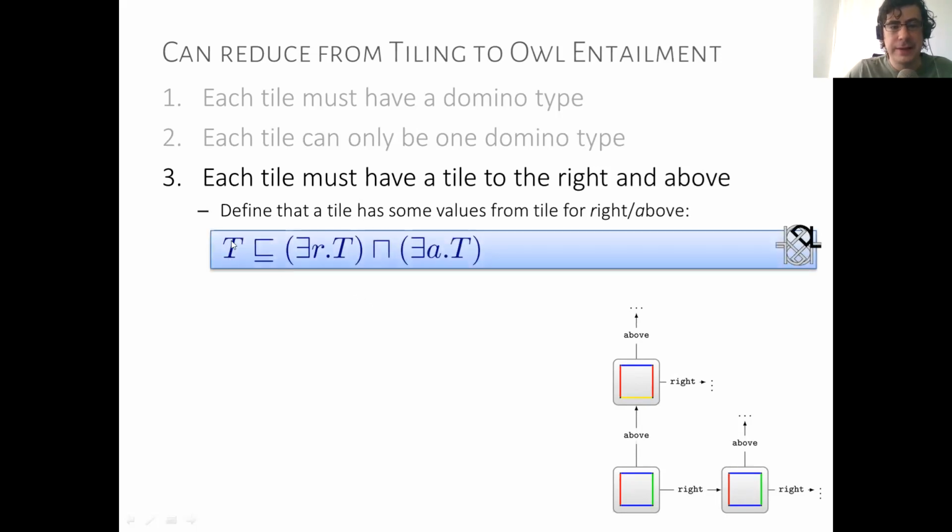So we can define that a tile is a subclass of the class of things that have a tile to the right and have a tile above. Okay, so OR here refers to right and A here refers to above. So now we've defined precisely this: each tile must have a tile to the right and a tile above. But we still see that we have this problem that we haven't enforced that the colors match. We haven't defined that the tiles to the right and the tiles above are compatible.